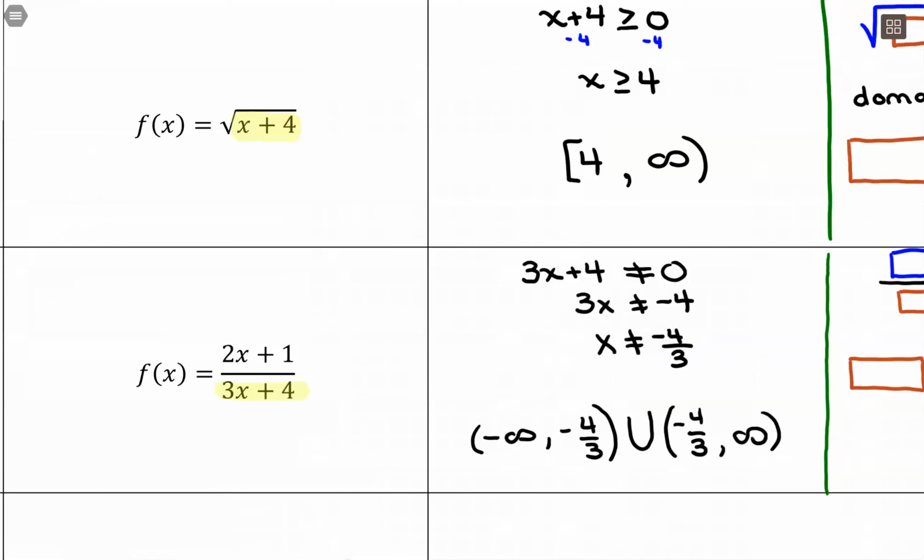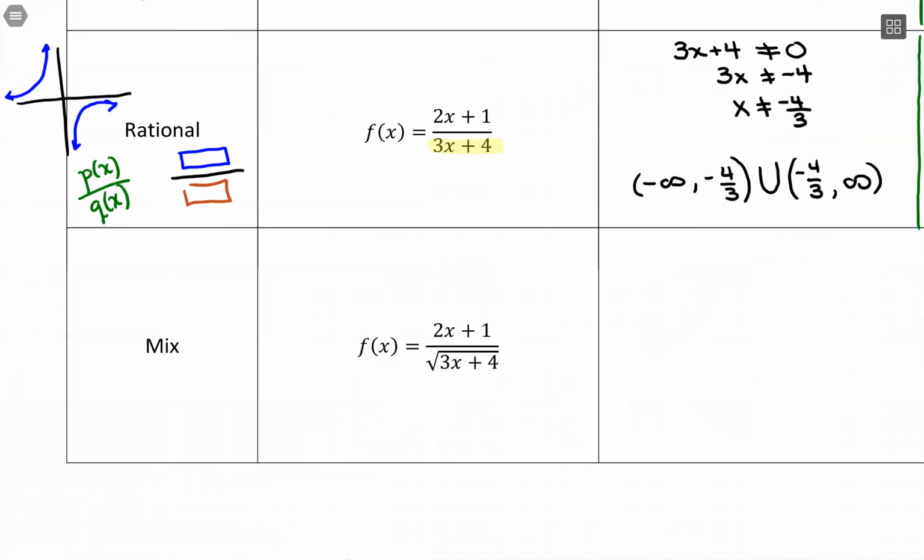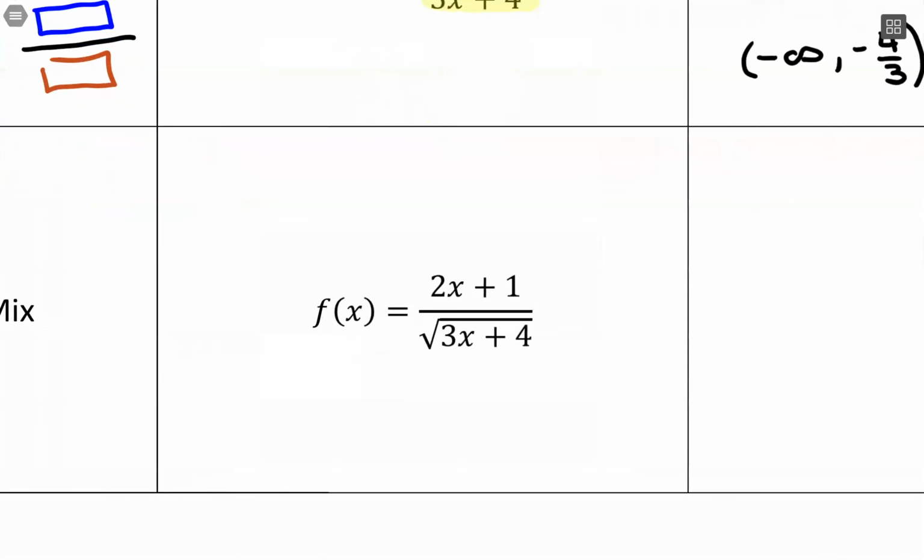Now our last piece here, and this is one we'll practice so much more, but what if we mix some pieces? And with that, you just want to mix the restrictions that we talked about up above there. So I have two pieces. The denominator is not allowed to equal 0 because this is a rational function. What I also have is 3x plus 4 has to be more than or equal to 0, coming from the radical symbol and what's underneath there.